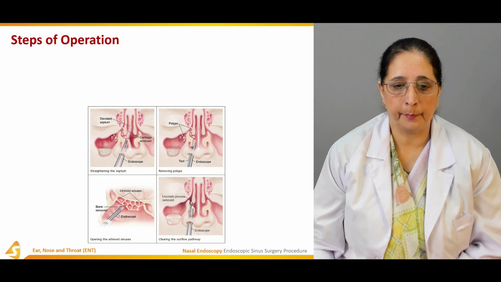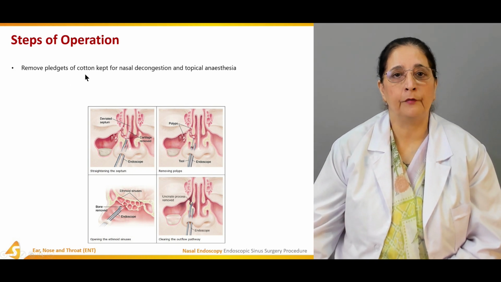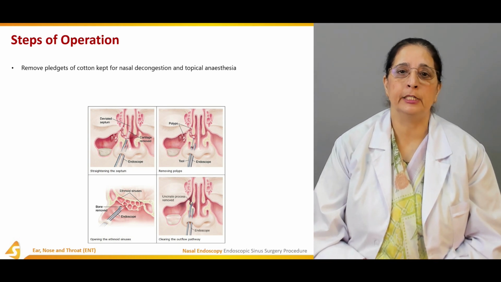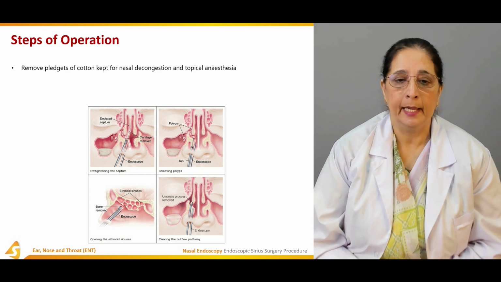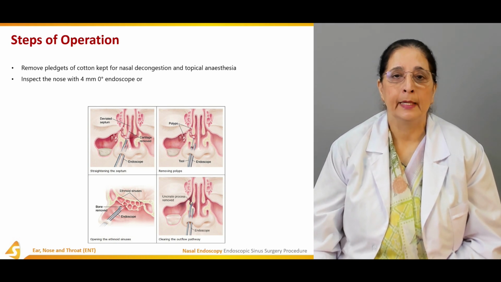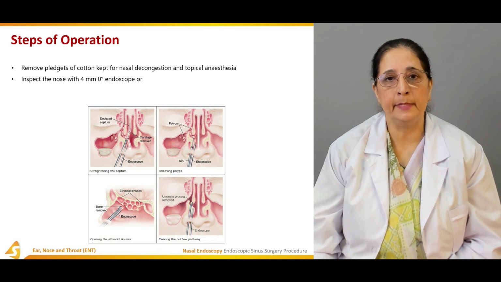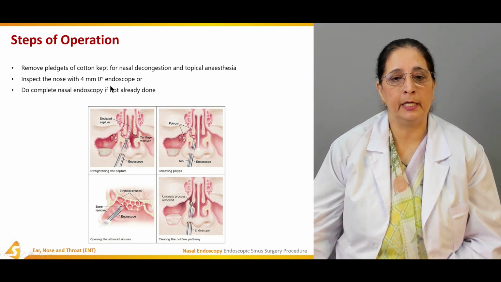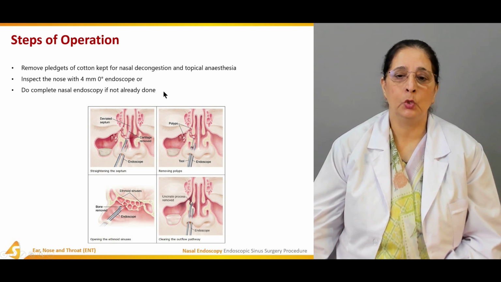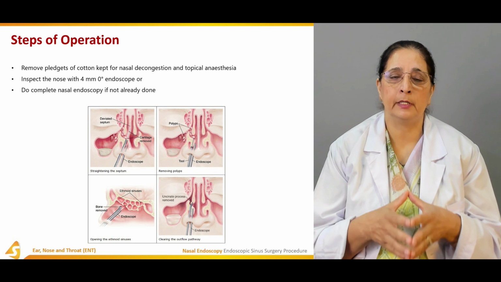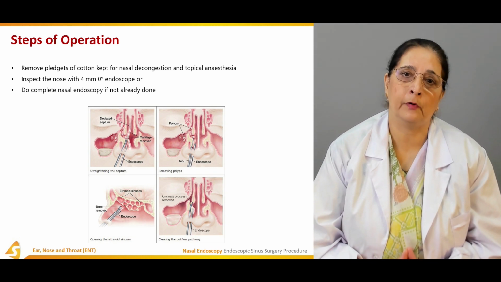Now the steps of the operation: remove pledgets of cotton kept for nasal decongestion and topical anesthesia. First, topical anesthesia, we put the cotton pledgets to give the local anesthesia. We remove the cotton, then inspect the nose with a 4 millimeter endoscope or do a complete nasal endoscopy if not already done. So this is the first step.